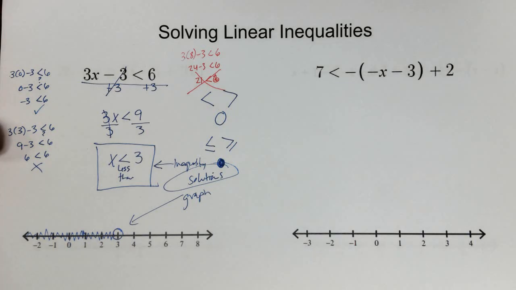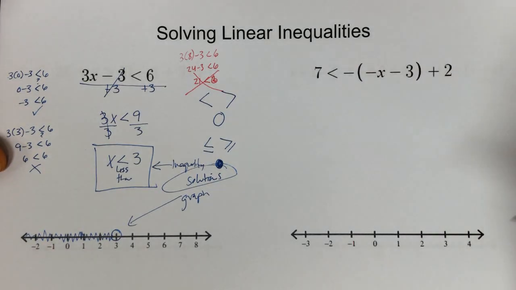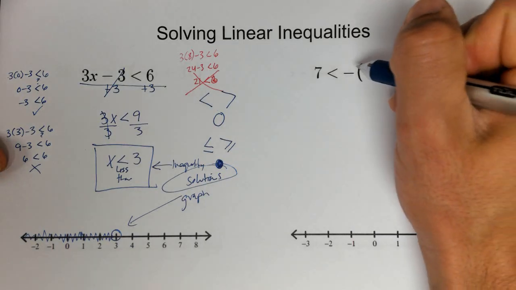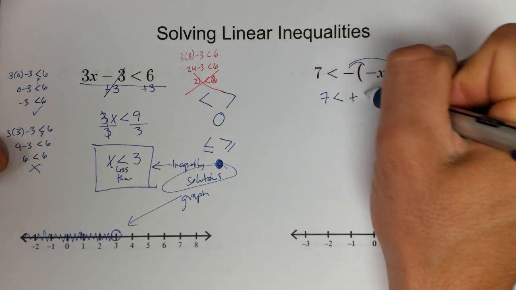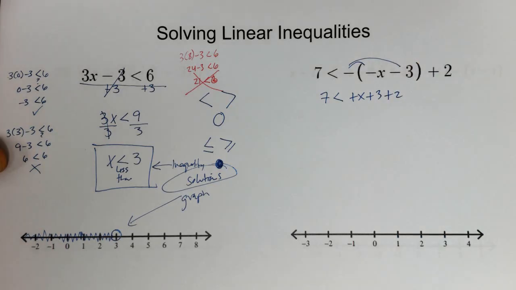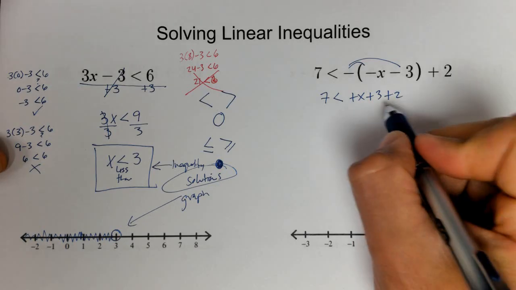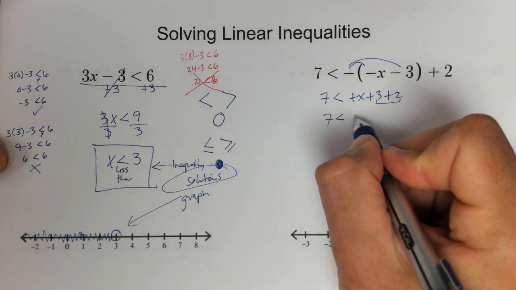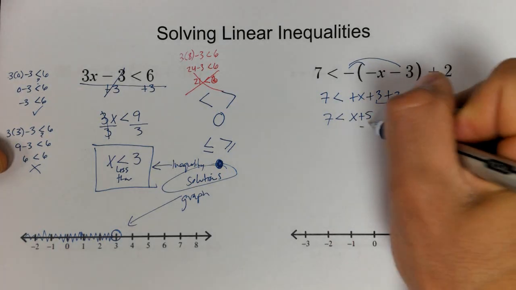Now we're going to take the same philosophy and apply it to a few more examples. We're going to combine like terms, simplify, and solve for x. That's the idea. Here I'm going to distribute the negative inside. I have 7 is less than positive x, positive 3, plus 2. We're going to combine like terms now that this is simplified a little bit. These two give me 7 is less than x plus 5. And as I solve for x, I can move the 5 to the other side.